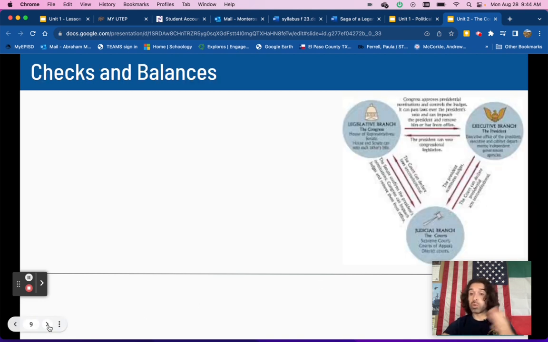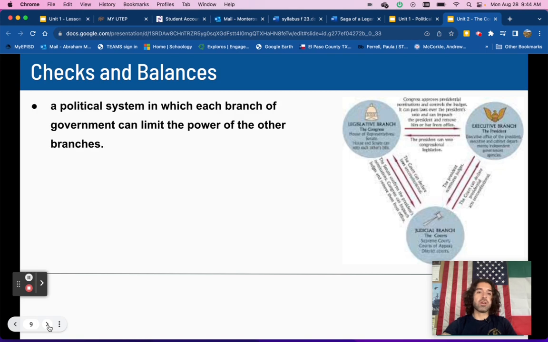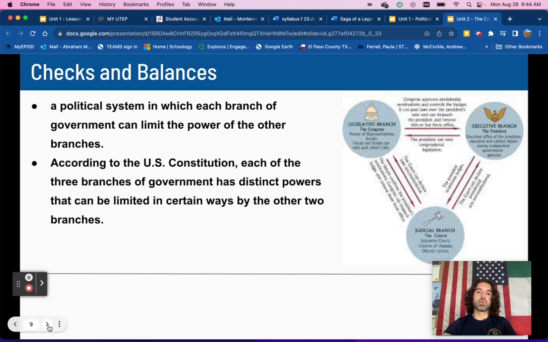Checks and balances, and we learned a lot about this in Unit 1. Checks and balances is a political system in which each branch of government can limit the power of the other branches. Okay, remember we have 3 branches: legislative, executive, and judicial. Each one can stop another branch from doing something, and when they do so, that's a check. Like when you check somebody, right? Each branch can check each other.